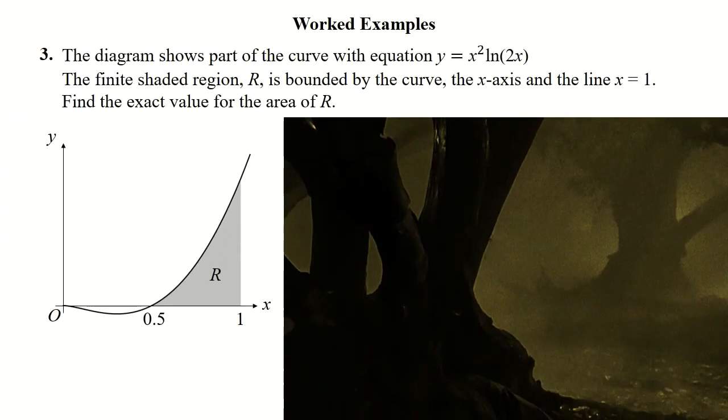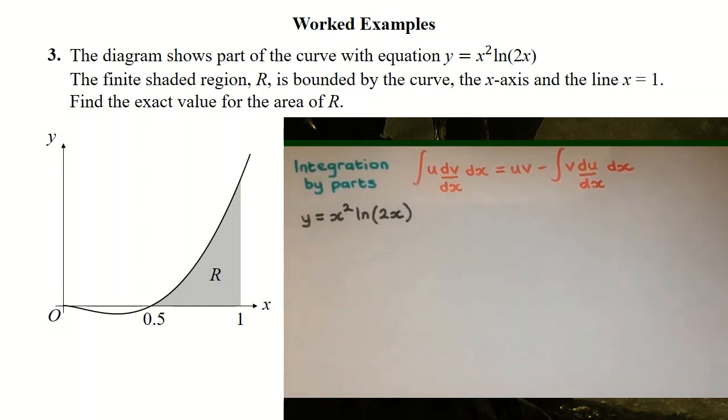And now for the final worked example. In the final example, we're looking at the curve y equals x squared multiplied by the natural log of 2x. And the diagram shows a bounded area R, which is bounded between the curve itself, the x-axis, in particular between the points x equals 0.5 and 1. So without saying it explicitly, the question is just asking us to integrate the curve y between 0.5 and 1. So let's just state that, and we can write that down as our area R that we wish to find.